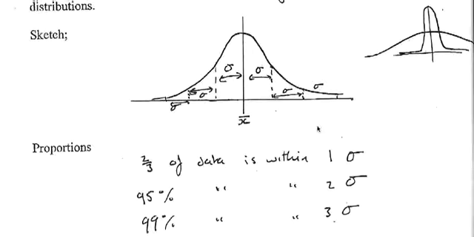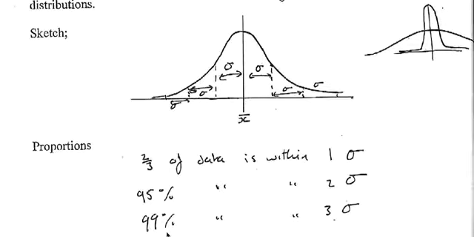And the final proportion you're supposed to know is that virtually everybody is within 3 standard deviations of the mean. So this is how you can tell whether something is really exceptional. Okay? Anything which is more than 3 standard deviations away from the mean is very unusual.